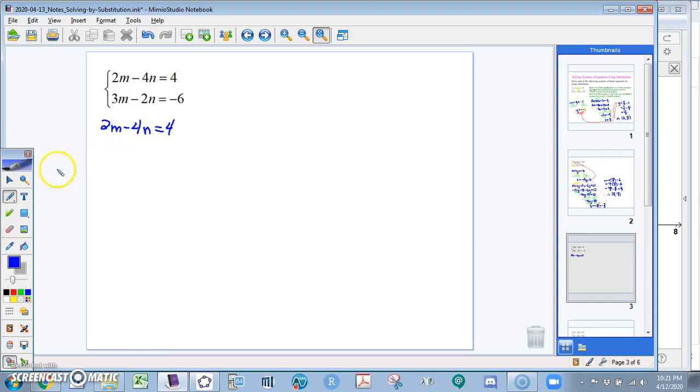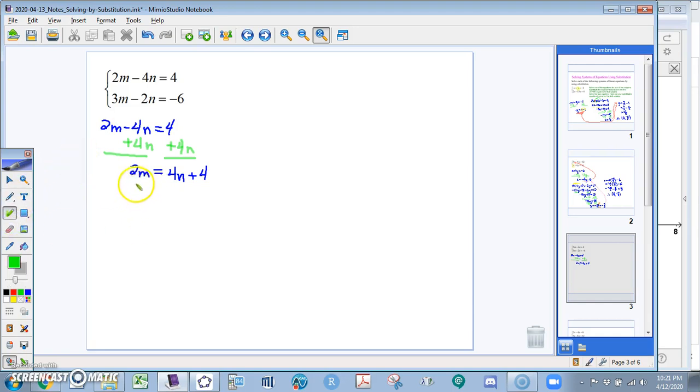So if I'm adding 4n to both sides, that gives me that 2m is equal to 4n plus 4. Again, the 4 and the 4n, when I'm adding, are not like terms, so they do not combine. You just have to put a plus sign between them.